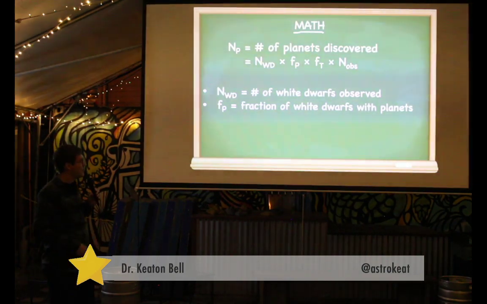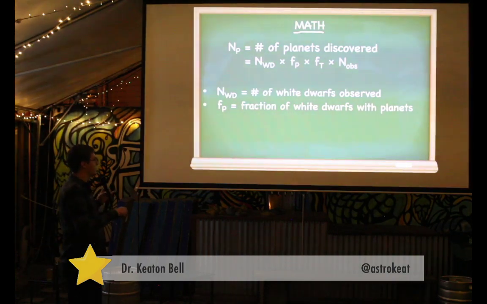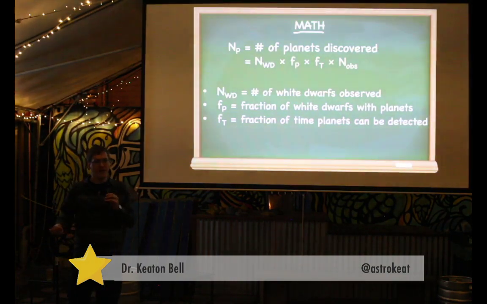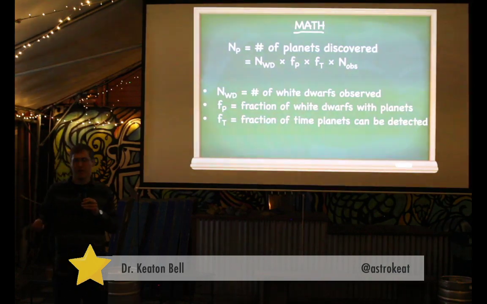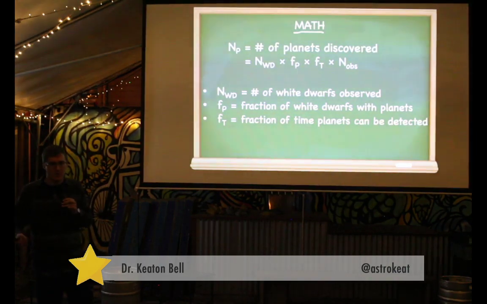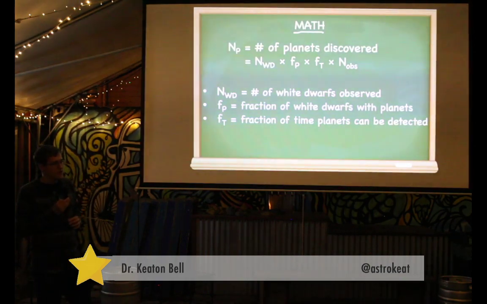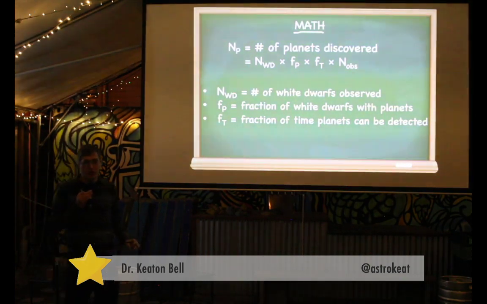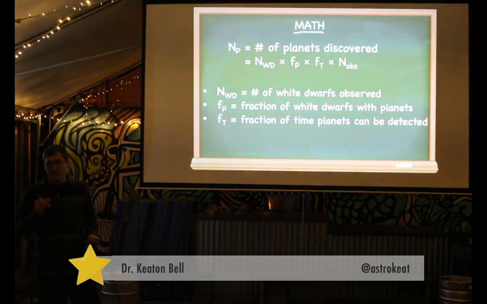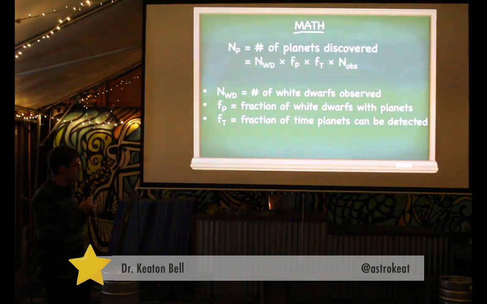The next factor is a little tricky. I'll explain it later in more detail. It's the fraction of time that those planets could be discovered if you tried to look for them. Right? So maybe sometimes the planets are not very detectable. If they're only detectable for a small fraction of the time that you could look, then it's quite possible you could miss them if you looked at the wrong times.